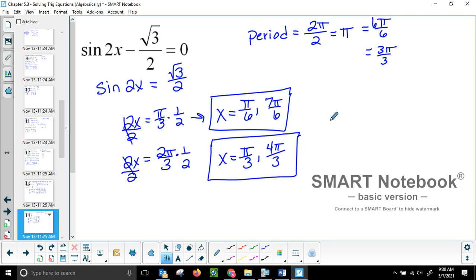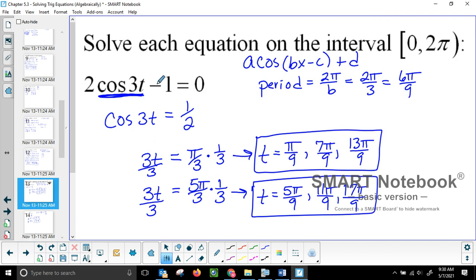It can't be larger than 2 pi, and that's because of the directions from previous. This is just under the same set of directions. It gave us this interval, so all of our solutions have to be between these two numbers. Does that make sense?